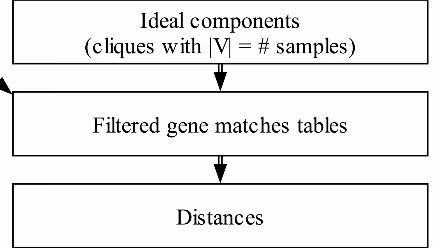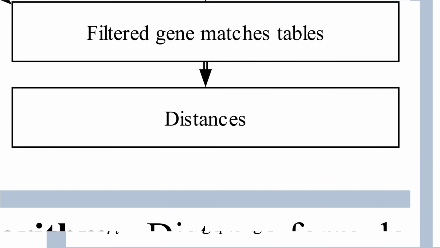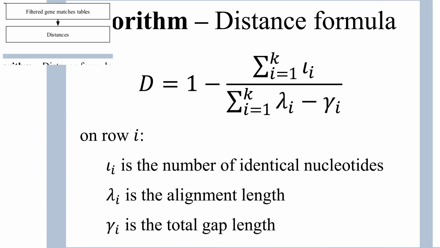Using the gene matches graph, RNA-clique filters the gene matches tables to include only rows for gene pairs appearing in some ideal component. Finally, we compute the genetic distance for each pair of samples using the filtered gene matches table for those samples. The similarity of two samples is defined as the total number of identical nucleotides for all hits in the table divided by the total lengths of all alignments, excluding gaps. The distance is then defined as 1 minus the similarity.